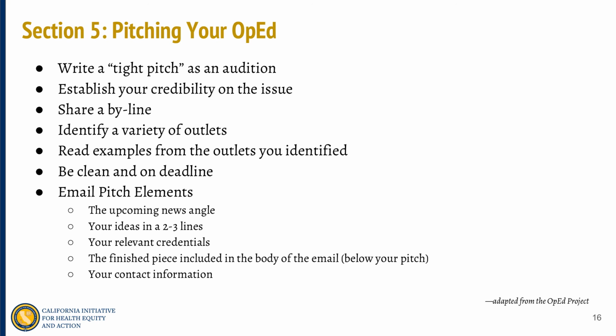Here are some other items to consider including in your email pitch for your op-ed. Tie it into a relevant news angle. Think about what's happening right now that makes your op-ed timely and relevant. And also be sure to include 2 to 3 brief sentences about your op-ed. Be sure to include your relevant credentials, as I mentioned, in both the body of your email and in your op-ed byline. And make sure that when you send your email to the editor, your op-ed is pasted in the body of the email and also included as an attachment so that there are multiple ways for the editor to access the op-ed. Finally, be sure to include both your email address and your phone number so that there are at least 2 ways for the editor to contact you.